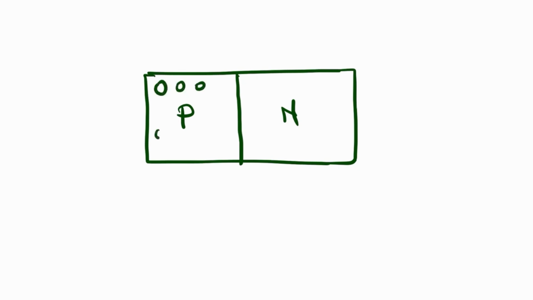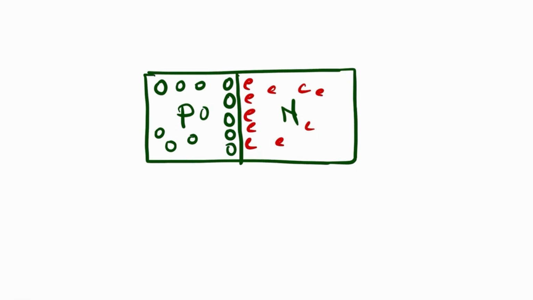I think you all remember that when a p-type semiconductor and an n-type semiconductor are connected together, a depletion region is formed. How is a depletion region formed? In the p-type semiconductor, the majority carriers are the holes, and in the n-type semiconductor, the majority carriers are the electrons, right?